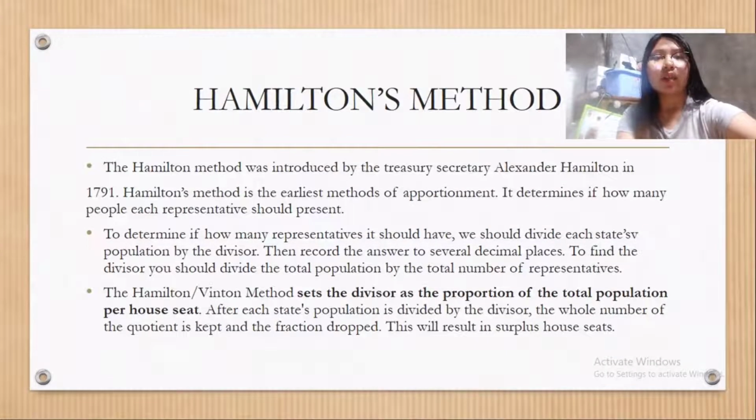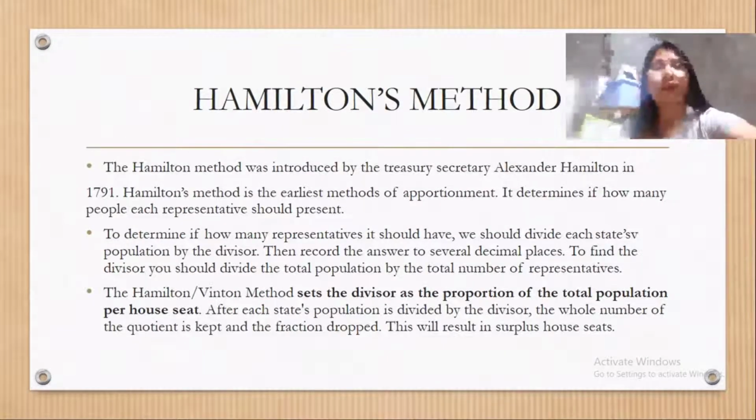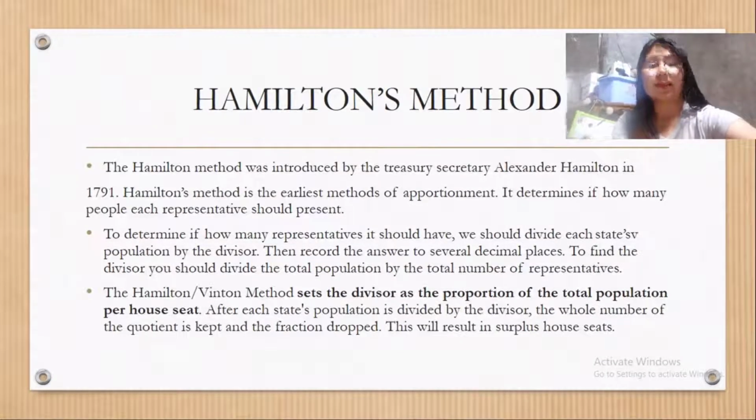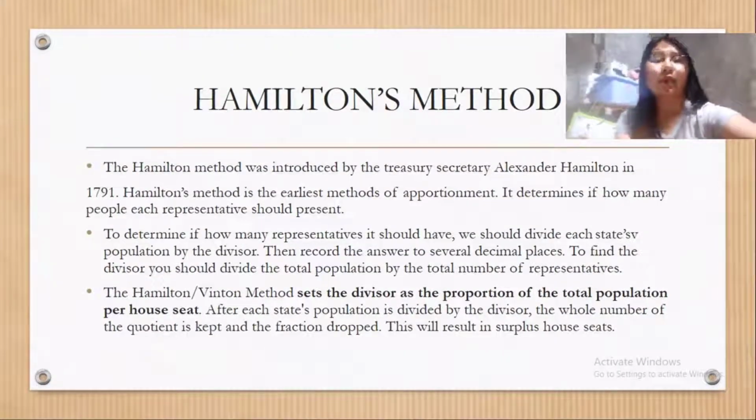To determine how many representatives we should have, we should first divide each state's population by the divisor. Then record the answer to several decimal places. To find the divisor, you should divide the total population by the total number of representatives. In this method, it sets the divisor as a proportion of the total population per house seat.